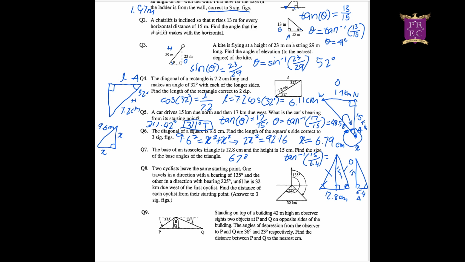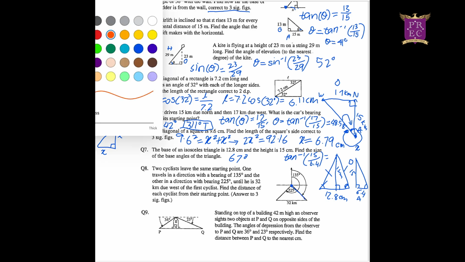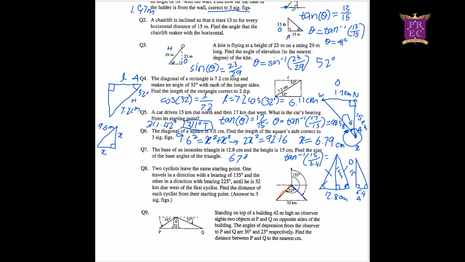Alrighty, let's move on to the next one. Two cyclists leave the same starting point. Okay, the starting point is here. One travels in a direction with a bearing of 135. That's this one. And the other one travels with a bearing of 225, so that's this one. Oops, it's a bit wonky. Until he is 32 kilometers due west of the first cyclist, so that's the 32 kilometers.